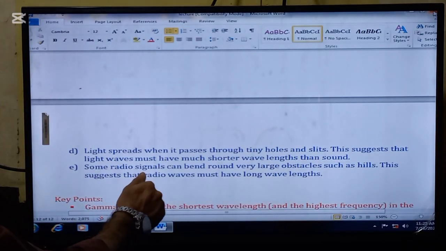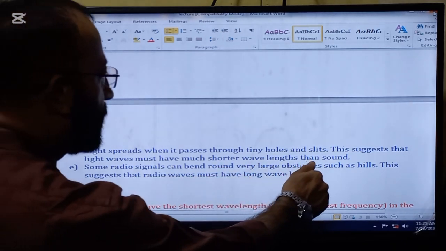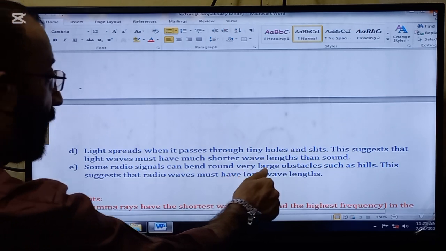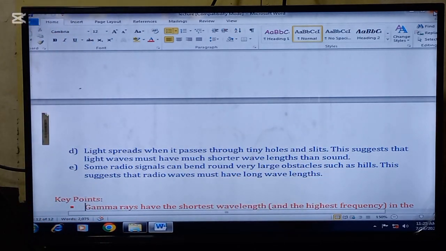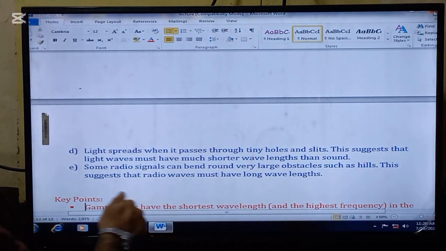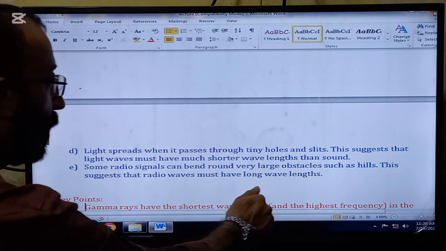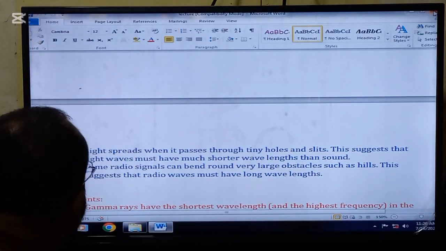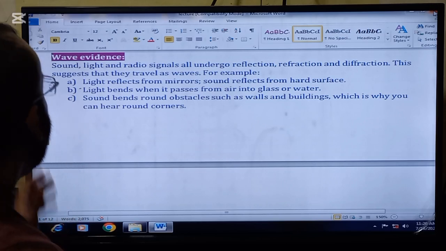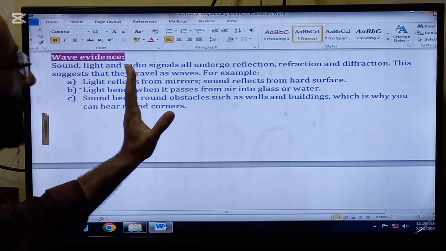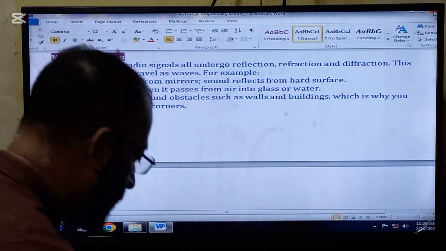Light spreads when it passes through tiny holes and slits. This suggests that light waves must have much shorter wavelengths than sound. And some radio signals can bend round very large obstacles such as hills. This suggests that radio waves must have long wavelengths. So these are the evidences which prove that wave evidence is there. Sound, light and radio signals undergo reflection, refraction and diffraction.